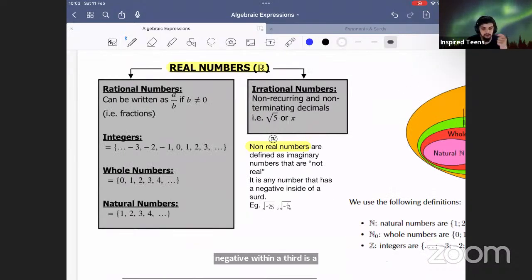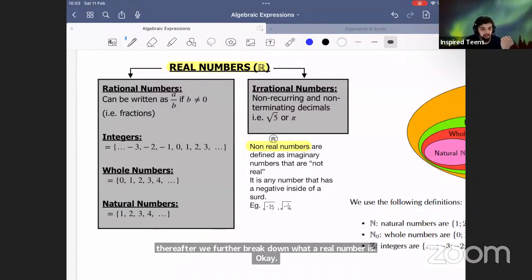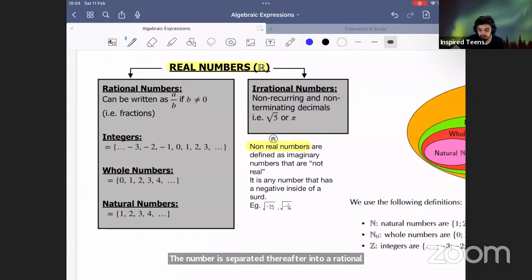What is a real number? Everything else. No need to complicate it. A non-real number is a number with a negative inside of a surd, and a real number is everything else. Thereafter we further break down what a real number is. A real number is separated into a rational number and an irrational number.